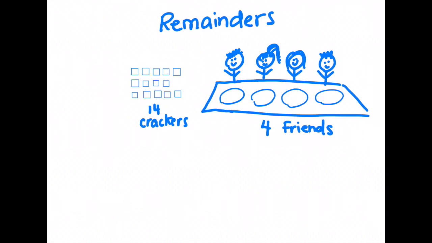So for example, here we have 14 crackers, and we've got 4 friends that need to share these crackers. We need to make sure that everyone gets the same amount of crackers so that it's equal and fair. So we've got 14 crackers here. We need to divide them into 4 groups. So we have 1 group, 2 groups, 3 groups, and 4 groups. Now we have 2 crackers left over. So these 2 crackers become our remainders. So our equation is 14 divided by 4 equals 3 remainder 2, right?